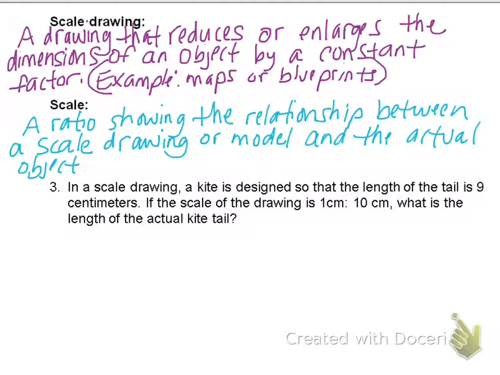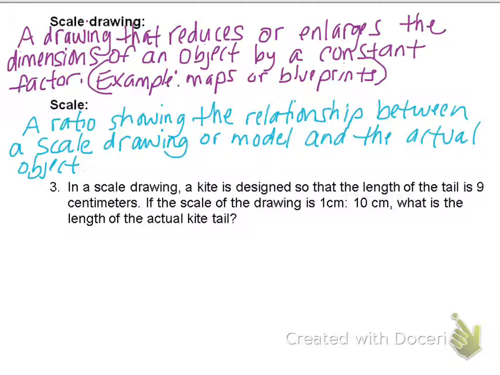But a scale drawing is a drawing that reduces or enlarges the dimensions of an object by a constant factor. So an example might be a map or a blueprint, or sometimes we put things on a copy machine and blow them up, as we usually say, which means to make them bigger or enlarge them. A scale is the ratio showing the relationship between a scale drawing or model and the actual object.